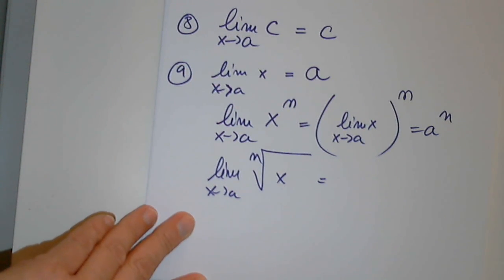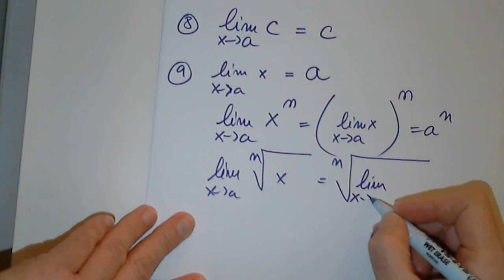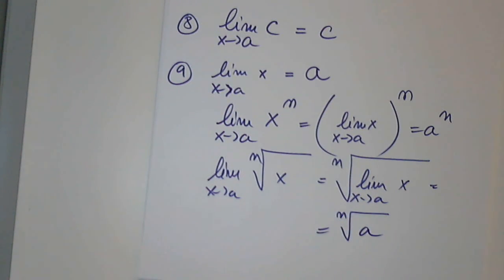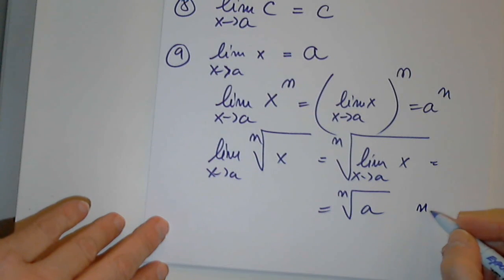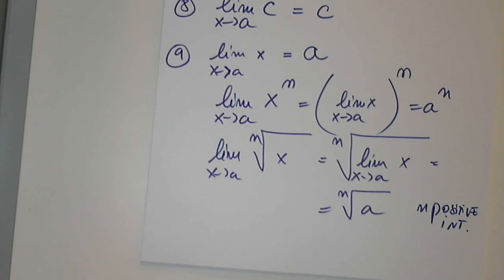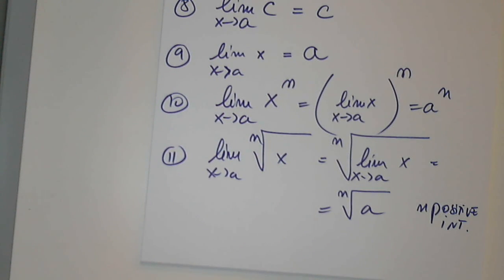And the same thing with limit as x approaches a of the nth root of x. I swap the operators again. I have the nth root of the limit as x approaches a of x. So I know it's the nth root of a. Not a big deal. I think that these should be under the same. Of course, n is a positive integer and the conditions have to be fulfilled, and positive integer. That's basically it. So if you want to call this one 10, and if you want to call this 11, that's it.